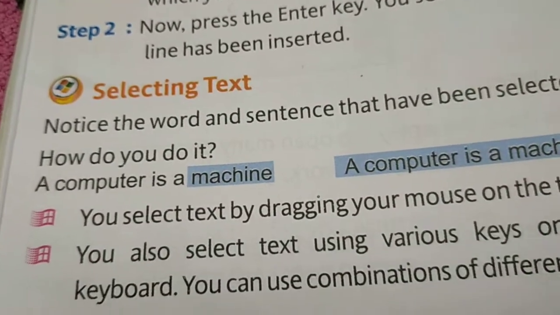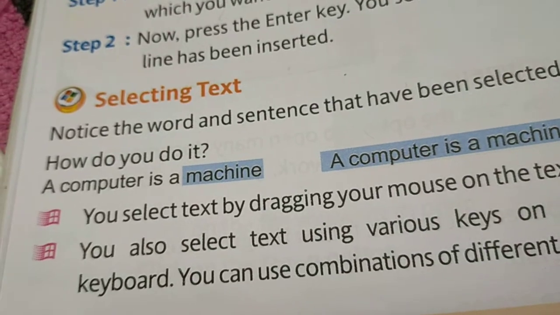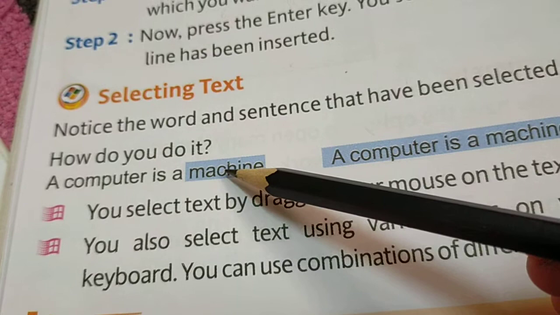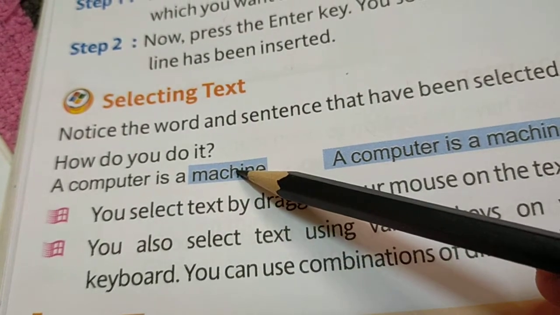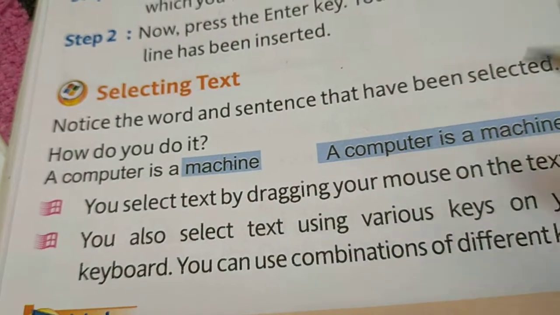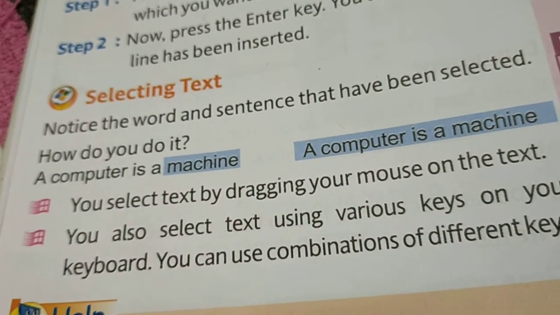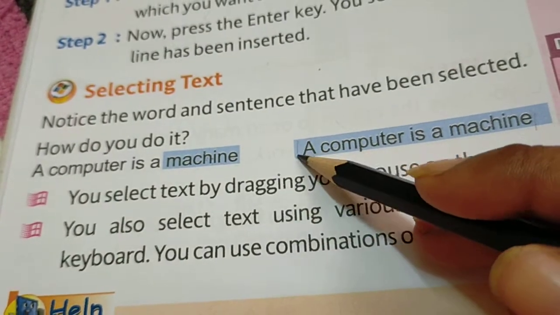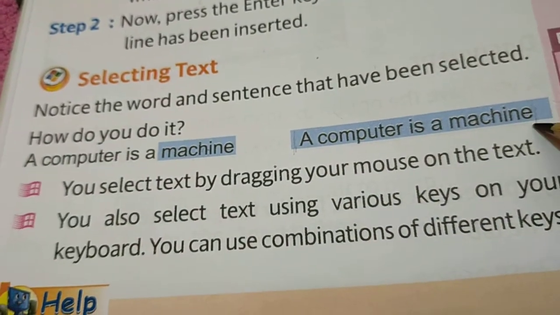And then selecting a text or paragraph. This is a short way. You just double click that word, and the word will be selected. It is one way. And you just place the cursor at the end of the line or the beginning of the line and drag your mouse, and the sentence or the paragraph will be selected.